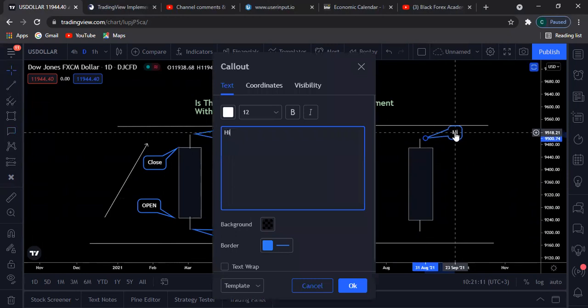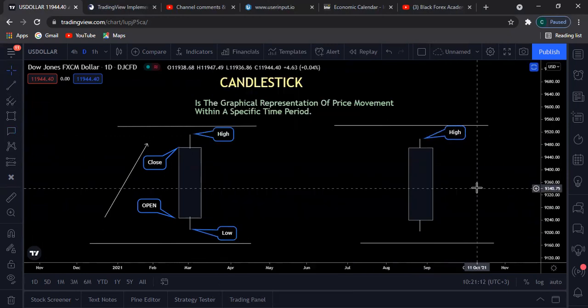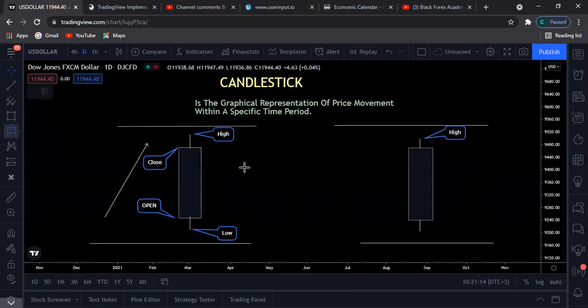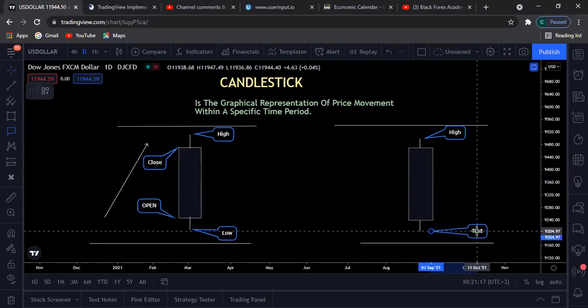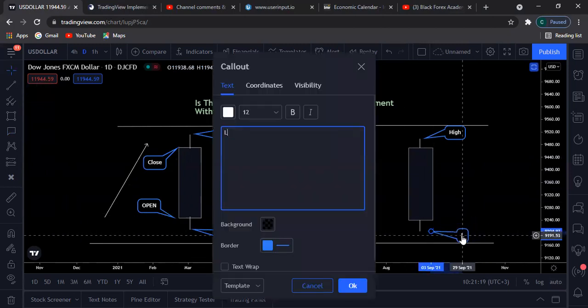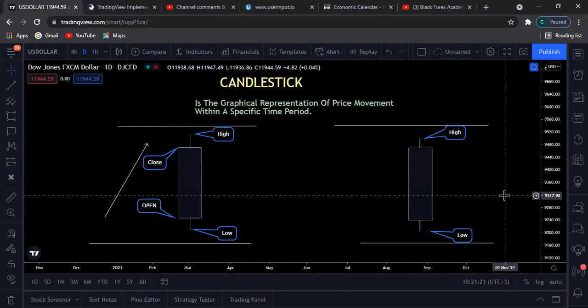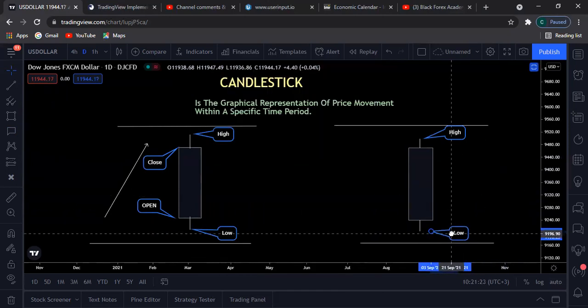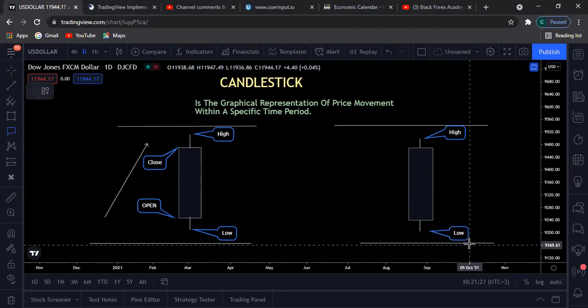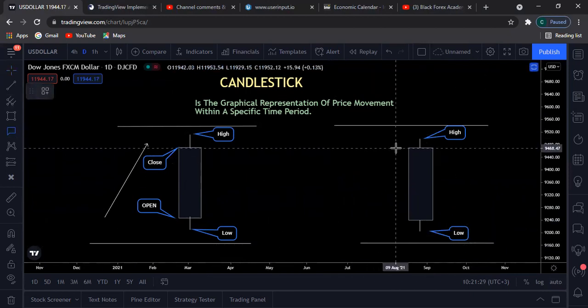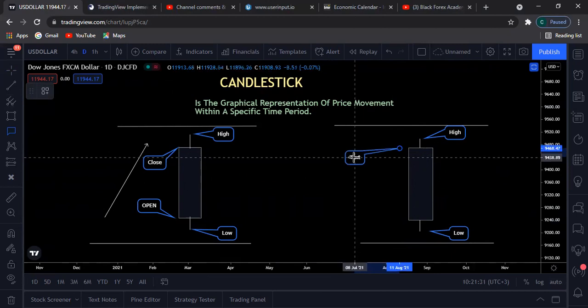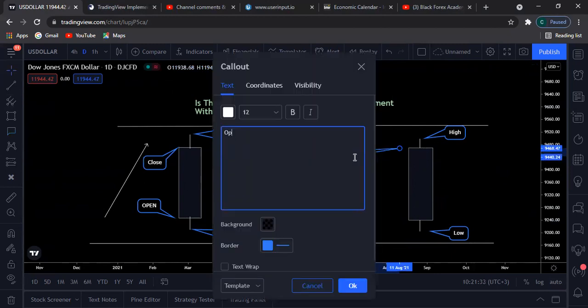Now, these 2 things don't change regardless of whether it's a bullish candlestick or a bearish candlestick. The high and the low stay the same regardless of the type of candlestick. So even if it's a bullish candlestick, even if it's a bearish candlestick, this high and low never change. What actually changes is the open and close.